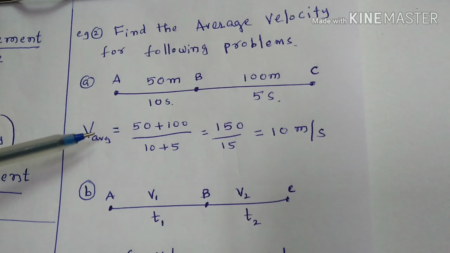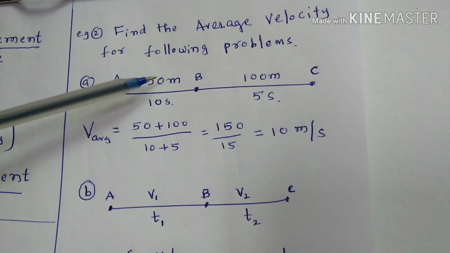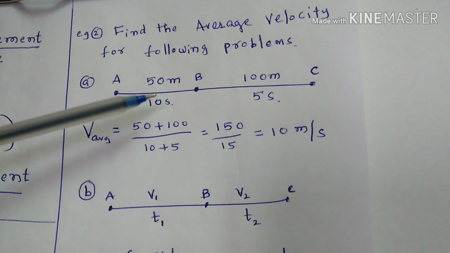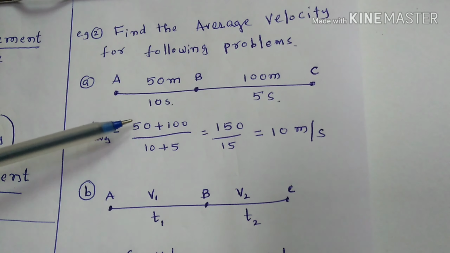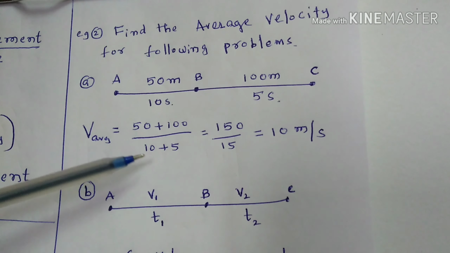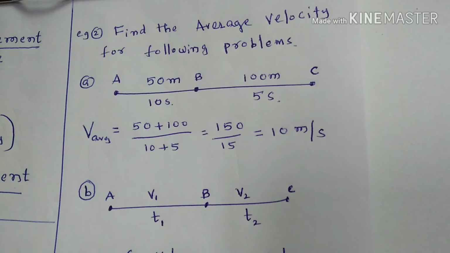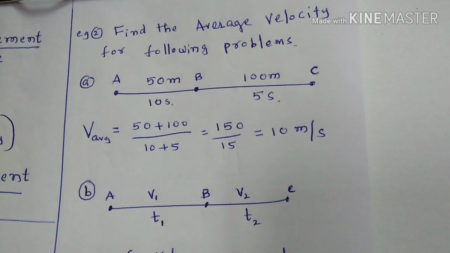We know the average velocity formula is total displacement by total time. Total displacement: how much? 50 meters plus 100 meters. And total time: 10 seconds plus 5 seconds. So 50 plus 100 is 150, divided by 10 plus 5, which is 15. So it is 10 meter per second. This is the average velocity of a particle traveling from A to C. That is 10 meter per second.